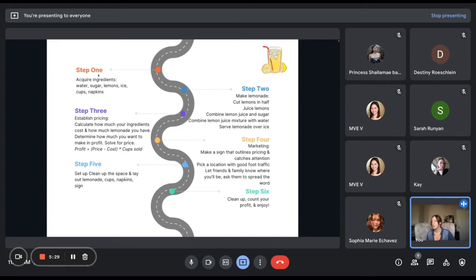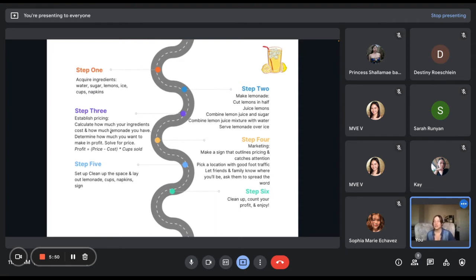But this is kind of what I mean by we need to think about things in a systems mindset. So we need to think about things as far as this happens and then this happens. I cannot do step 5 if I didn't do step 1 first. If I didn't acquire the ingredients, I can't do step 2 either. And that's kind of a really important piece, right?